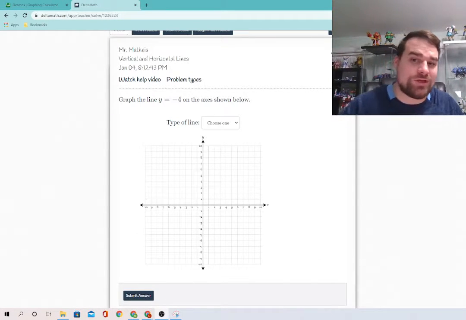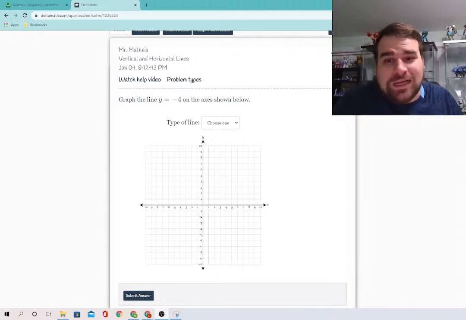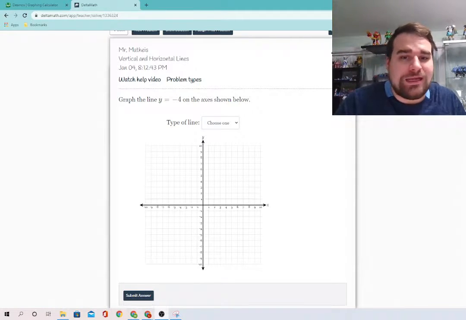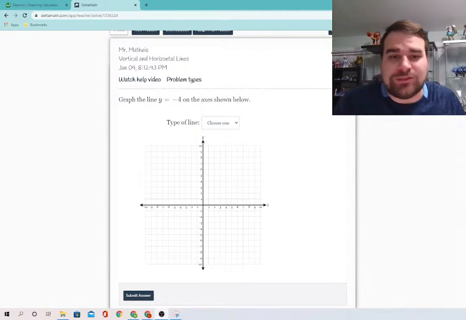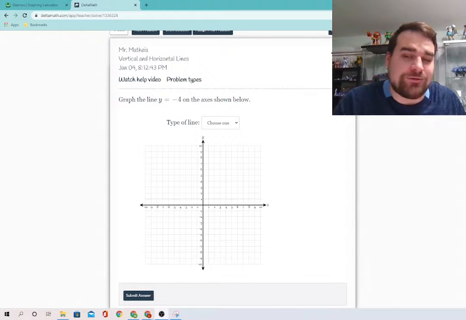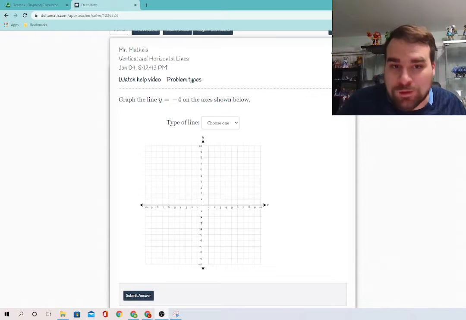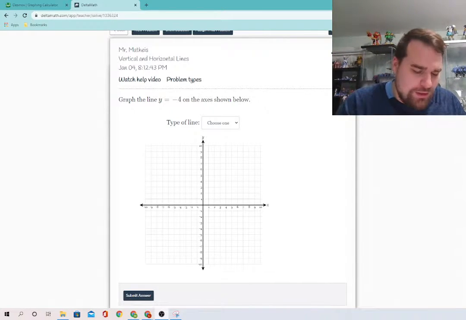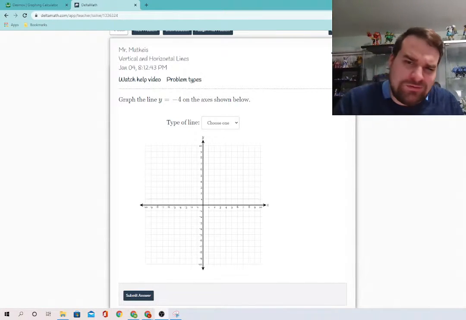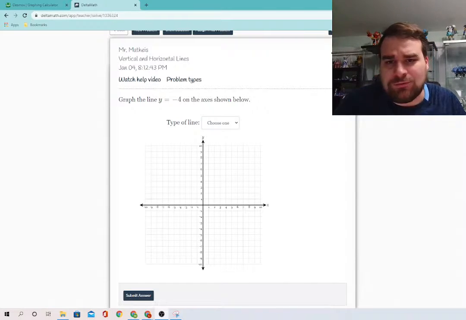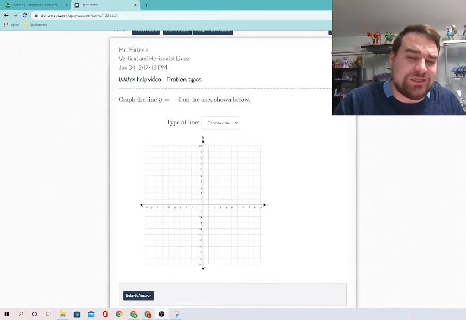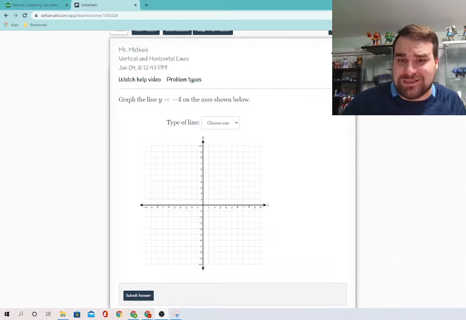Today we're going to be taking a look at this assignment, vertical and horizontal lines. What this is asking us to do is graph a line that is either vertical or horizontal on the graph, such as y equals -4 in this problem. And we have to answer a little bit of a question about it as well. The first thing it asks us is, what type of a line is this?